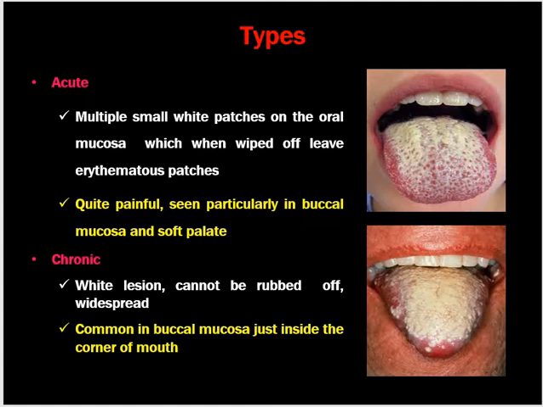In the chronic form, they are white lesions which cannot be rubbed off, and they are widespread lesions. This is the chronic stage of oral candidiasis on the tongue, where there is a widespread white lesion. It is common in the buccal mucosa, just inside the corner of the mouth. You can see it in the corner of the mouth also, in the buccal mucosa, but I have shown the picture on the tongue.